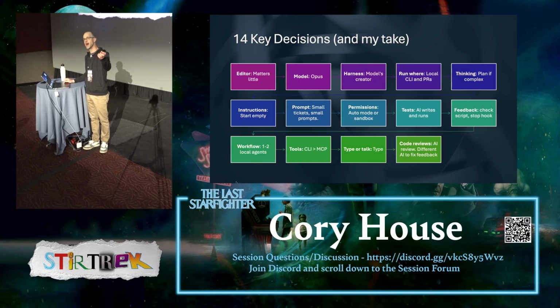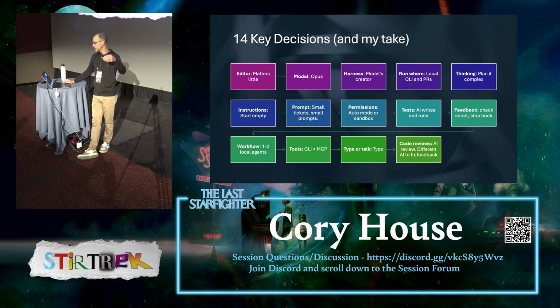I don't think editor matters much anymore. I would suggest using Opus as your daily driver. It's my favorite. I would suggest using a harness and a model that are made by the same company. So for instance, if you want to use OpenAI models, then use Codex because they do that. I would suggest running local and running also on your PRs. And I would suggest only using plan mode if it's complex because it does slow things down.